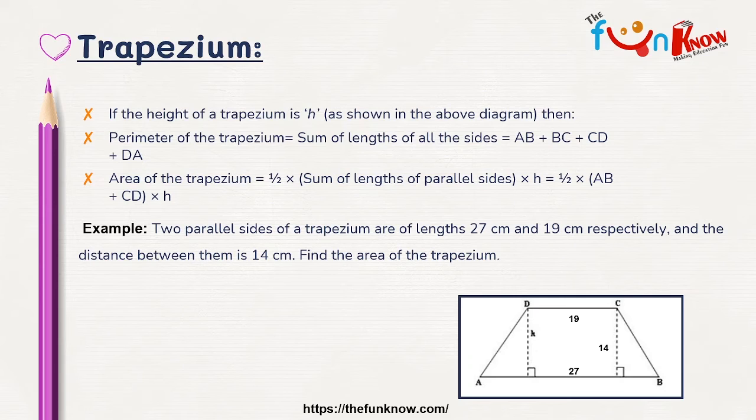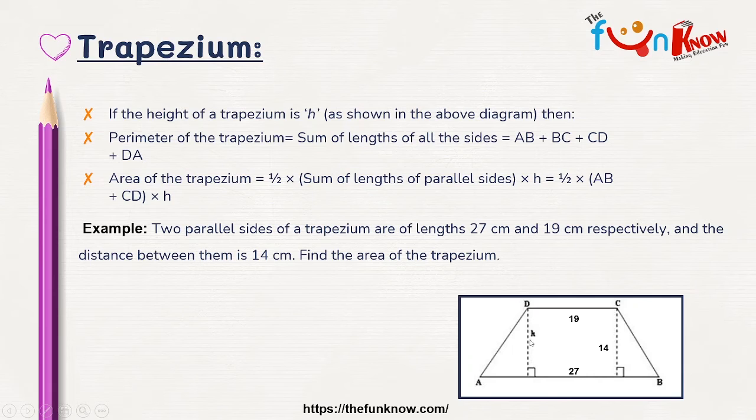As we have already seen, h will be the height of trapezium. So here, if we substitute in this formula, you can write half into AB, that will be this side, plus CD, that will be this side. So we are just adding 2 sides multiplied by h.